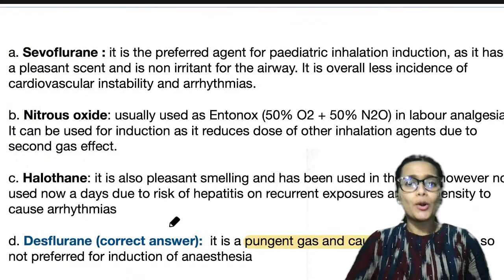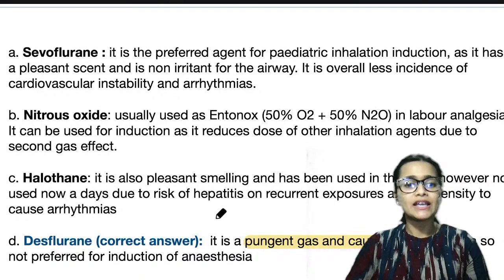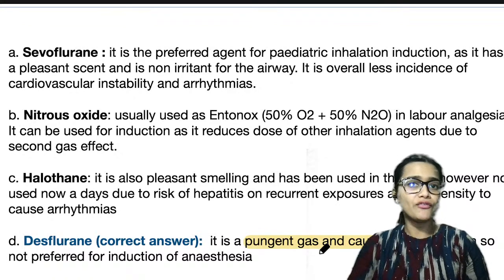So the only option which cannot be used in pediatrics is desflurane. Desflurane is a very pungent gas, and because it's pungent, it tends to cause laryngospasm and therefore not preferred for induction of anesthesia.